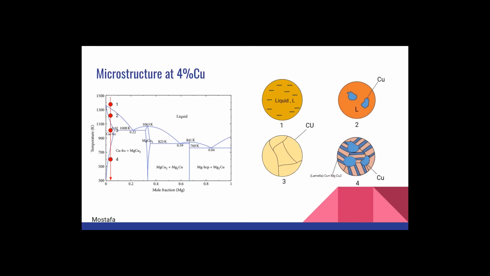Microstructure at 4% copper. At point 1, approximately 1350 Kelvin, the microstructure is totally liquid. The microstructure of point 2 is at the region of liquid and copper. And at point 3, approximately 1008 Kelvin, the microstructure is copper austenite. Cooling down at point 4, approximately 600 Kelvin, MgCu2 will be forming in copper austenite.